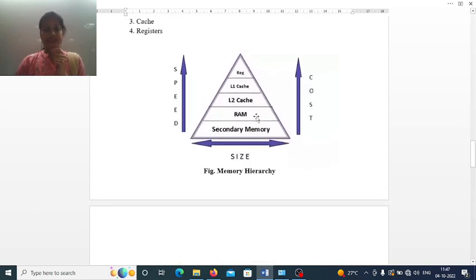This picture is depicting the levels of memory, which is known as memory hierarchy. At the top level or at the high level, there are registers or CPU registers, which are smaller in size but faster in speed and the costliest. At the bottom level or lower level, there is the secondary memory, which is larger in size but slower in speed and cheapest in cost.